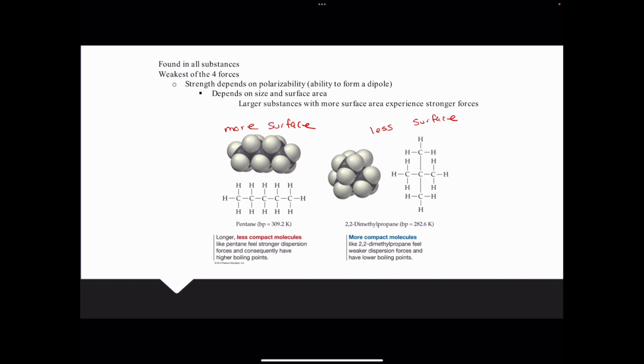And we can actually see this reflected in the boiling points. We see the boiling point for pentane is 309.2. The boiling point for that dimethylpropane is 282.6. The pentane has the higher boiling point because it has stronger forces. Stronger forces hold on to each other better, and therefore it's harder to break. It requires more energy to separate them and therefore boil.